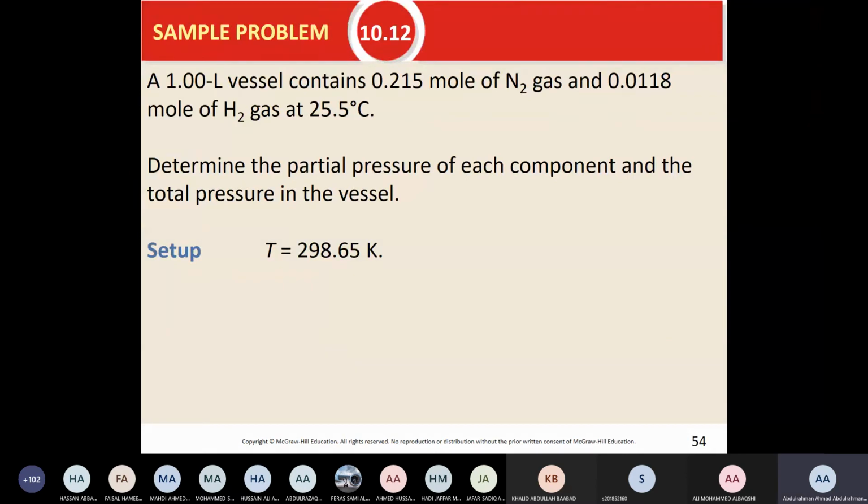Now let's assume that we have a 1 liter vessel containing 0.215 mole N2 gas and 0.118 mole H2 at 25 degrees C. All right, what will be the total pressure? Can you find the P total?